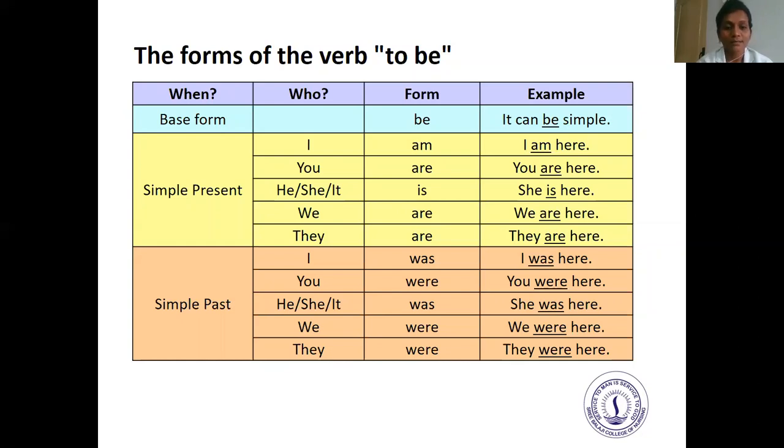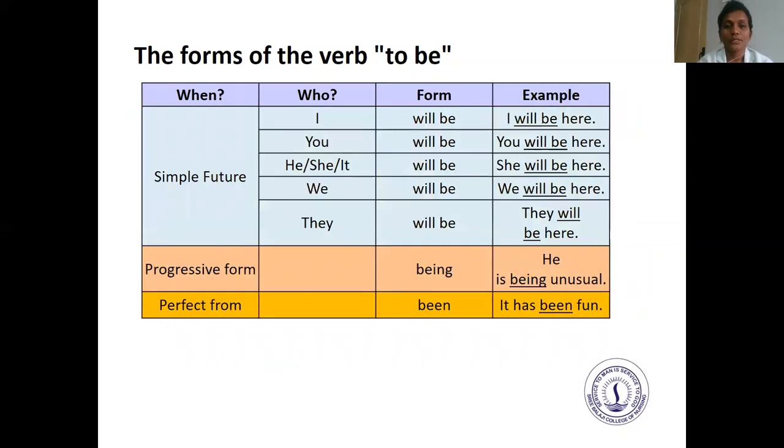Now simple past: I was, you were, he, she, it was, we were, and they were. In simple future, it is I will be, you will be, he, she, it will be, we will be, and they will be. The next form is the progressive form, and being is the conjugation of the progressive form. It is like, he is being unusual. The perfect form of the verb to be is been, as in, it has been fun.